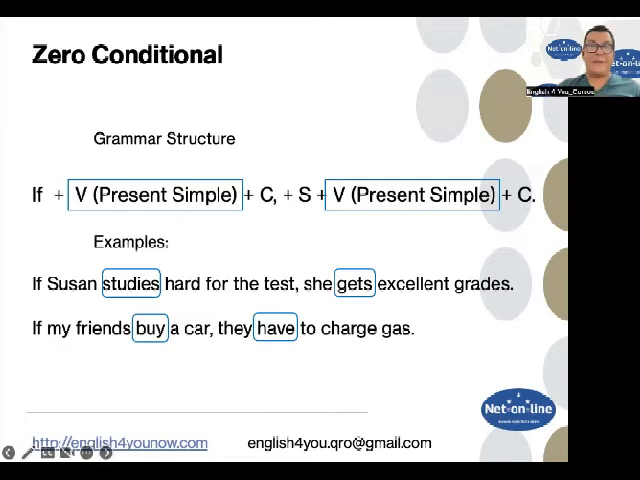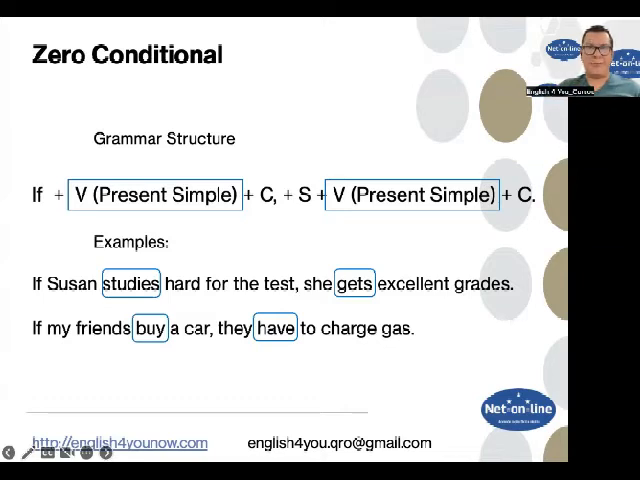Now, take a look at this second example. If my friends buy a car, they have to charge gas. Same thing, guys. Take a look at the verbs. The verbs buy and the verb have. Both verbs are in present simple. And another thing, this conditional is something true.